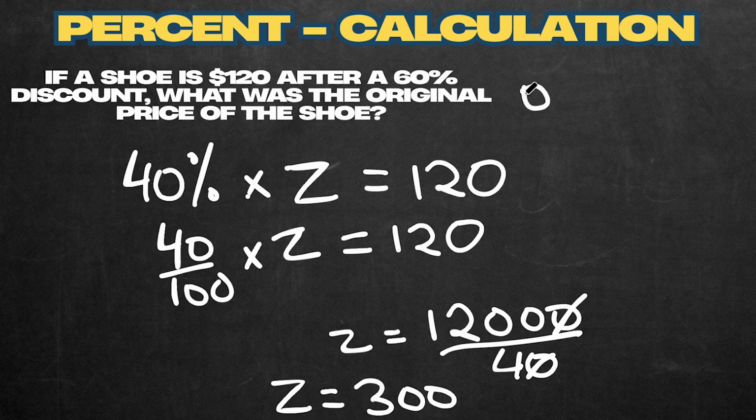So the original price of the shoe was $300, and after the 60% discount, which would be 180, it comes down to 120 as the final price, which is mentioned here.